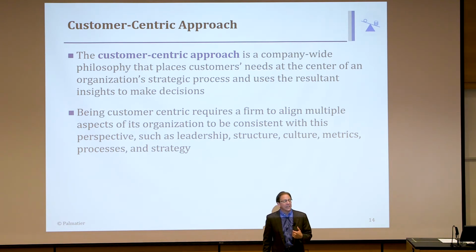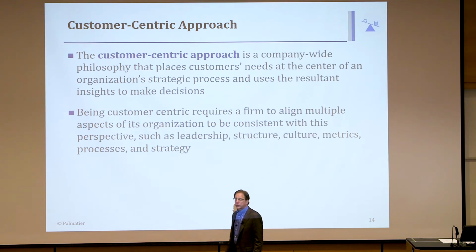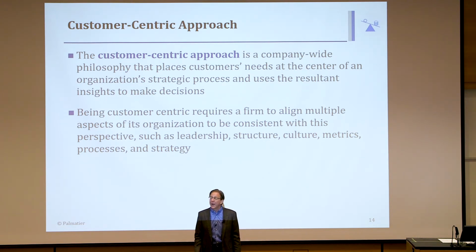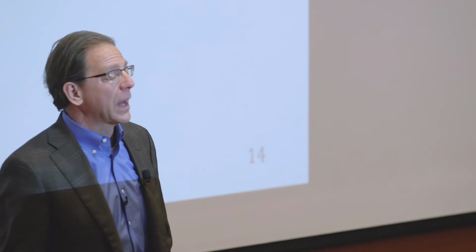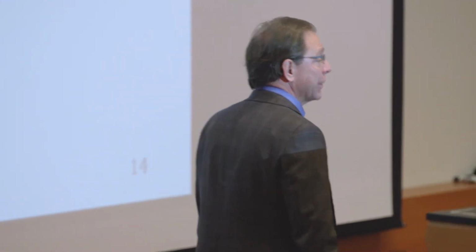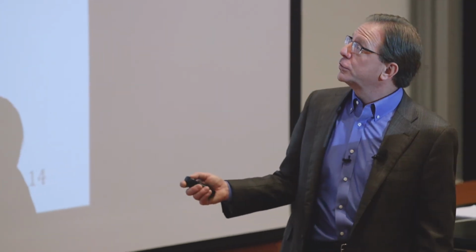Guess what? If you get an individual number that is tied to customers' response to the question, how likely are you to recommend Enterprise Rent-A-Car to a friend or colleague, it causes you to act in a certain way. You're trying to solve problems. You're trying to anticipate problems. You're trying to make every customer happy. That's a customer-centric approach.